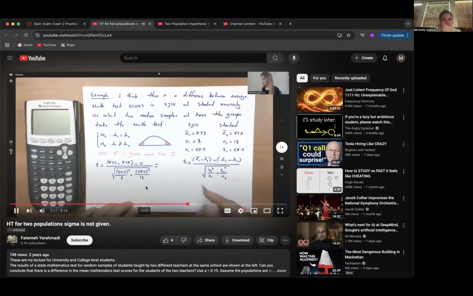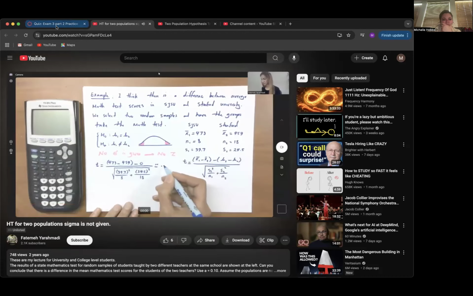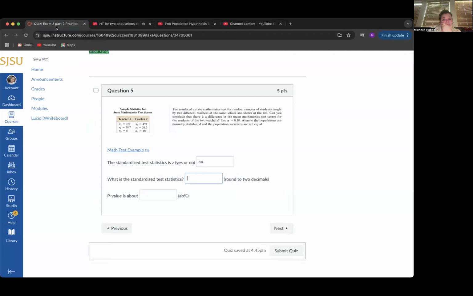Well, your calculation shows 0.9. Very good. So this is your T, right? Well, now that you have your T, you need to be able to find the p-value. But how?